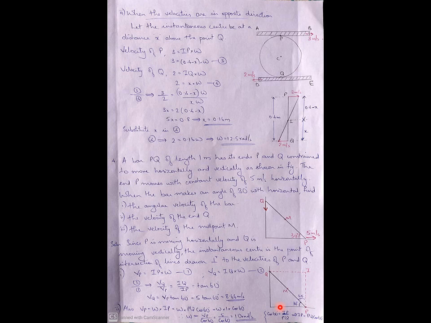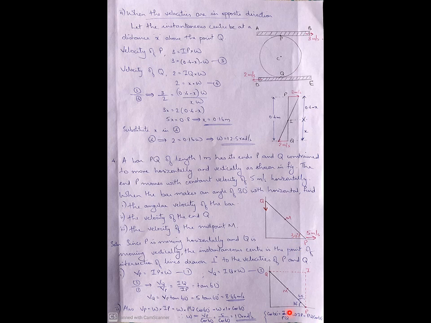Now we will be applying the equations: velocity of P equal to IP into omega, Vp equal to Ip into omega. Similarly, velocity of Q equal to IQ into omega. Let these be equation 1 and equation 2. Solving equations 1 and 2, you will be getting Vq by Vp equal to IQ by IP. But from the figure, what is tan 60? How is this 60 degree? We know this is 30 degree.